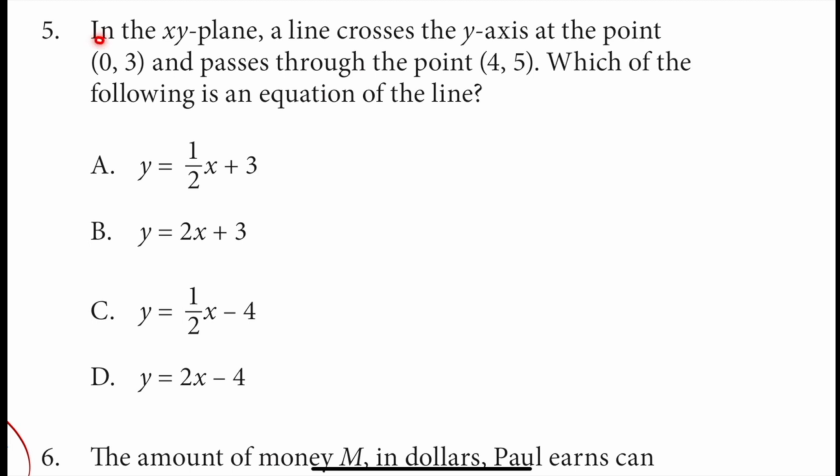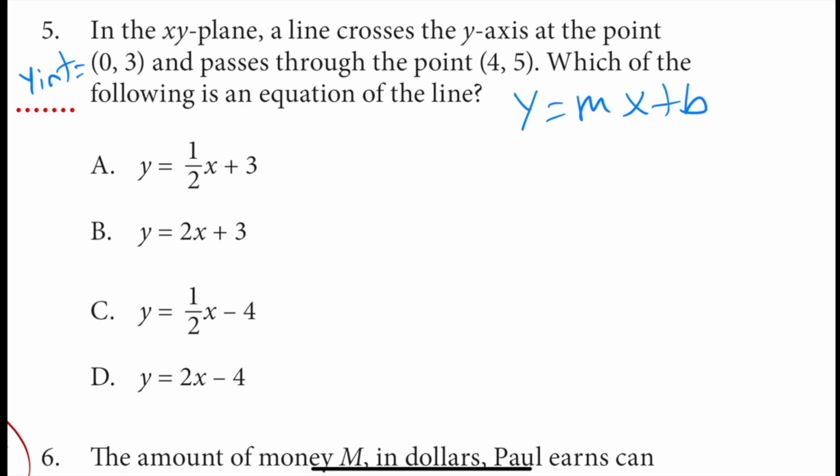Number 5. In the XY plane, a line crosses the y-axis at the point 0,3 and passes through the point 4,5. Which of the following is an equation of the line? Interesting. Let's go. A line crosses the y-axis at this point. Crosses the y-axis, so this is a y-intercept. It passes through the point 4,5. So they give you the y-intercept and they ask you for the equation of the line.